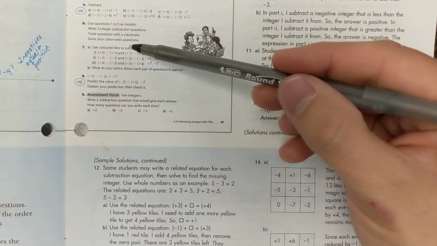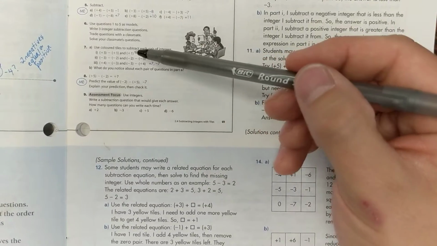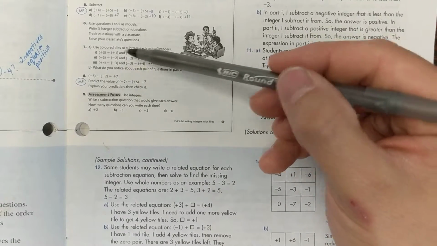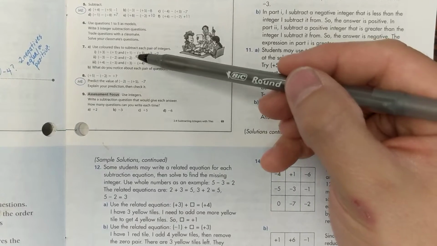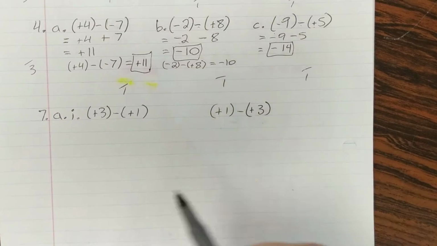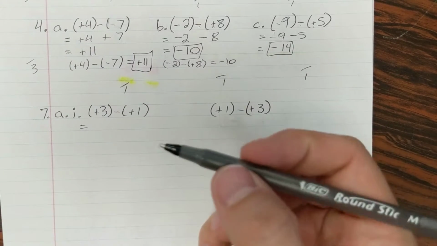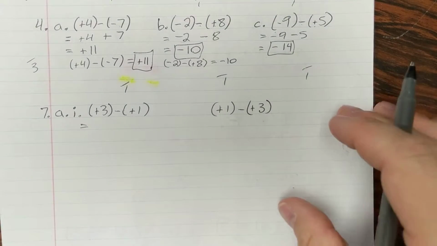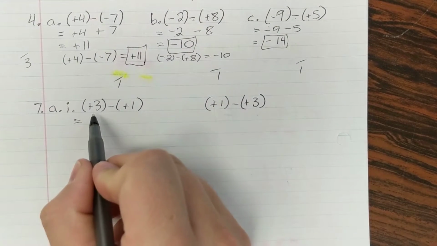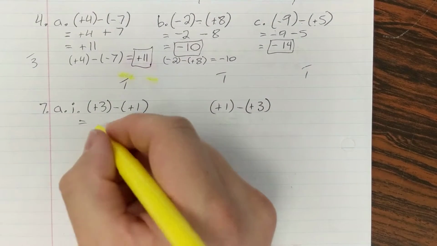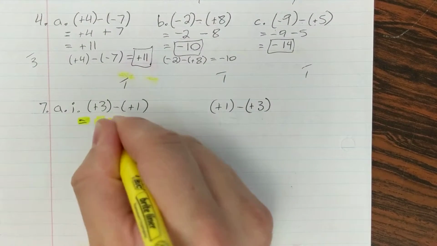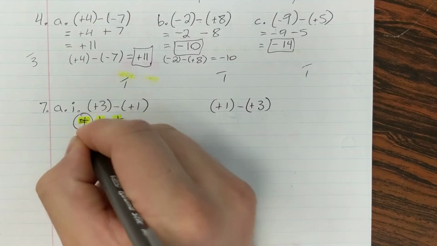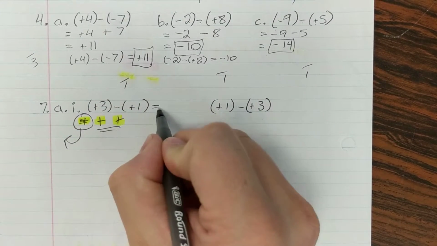So number 7 said to use colored tiles to subtract each pair of integers. You'll notice that the pairs are just the integers flip sides, right? 1 and 3, 1 and 3, -3, -2, -2, -3. It's just opposite sides of that subtraction sign. And it said to use tiles. I'm just going to be looking for the integer that you get in the end. So with tiles, you'd have +3, and you're going to subtract 1, move it away, you're left with 2. So it is +2.